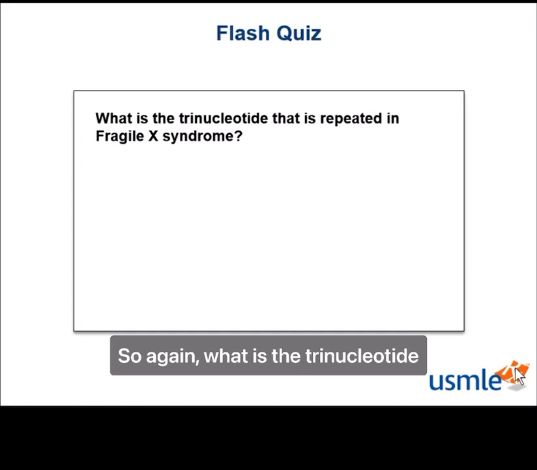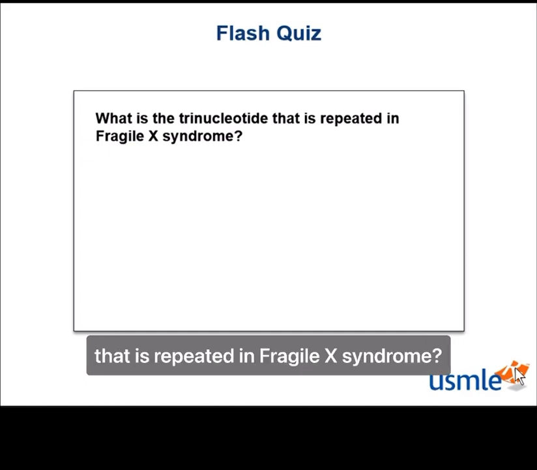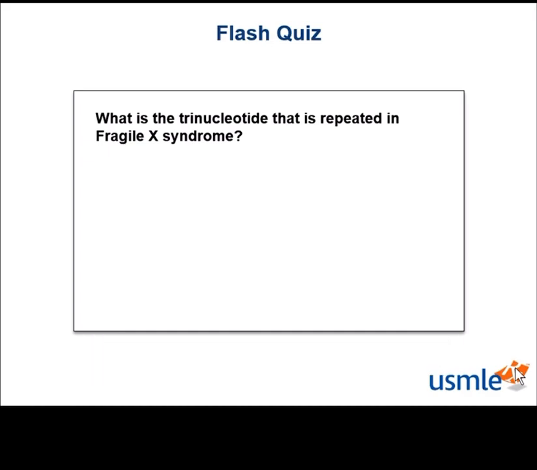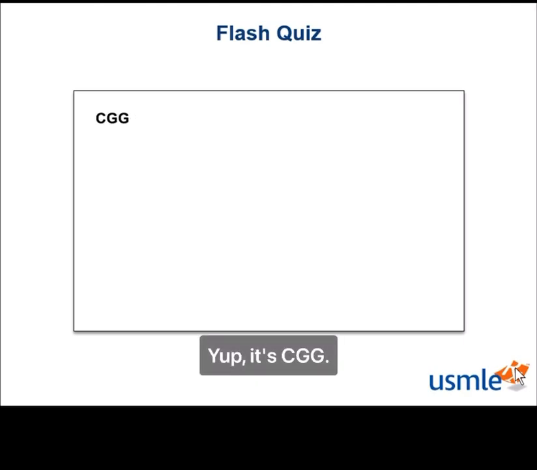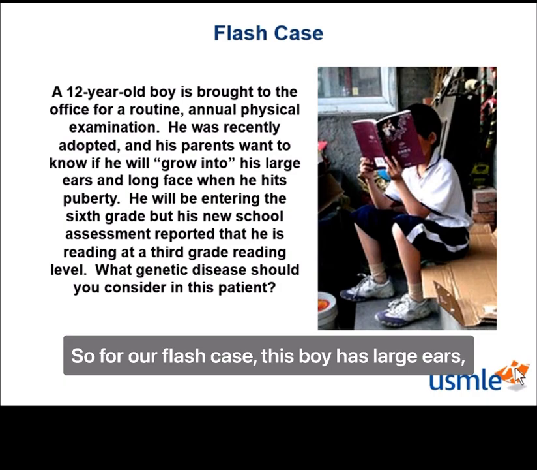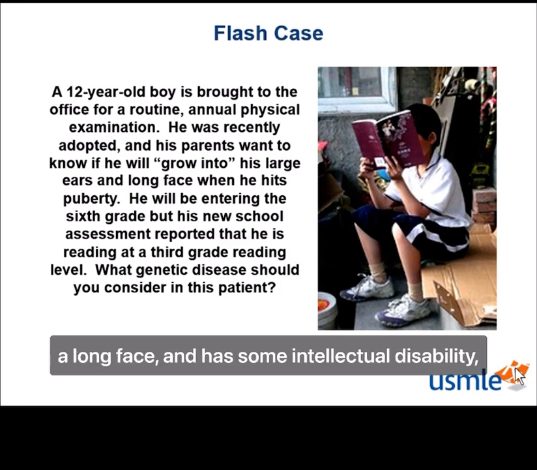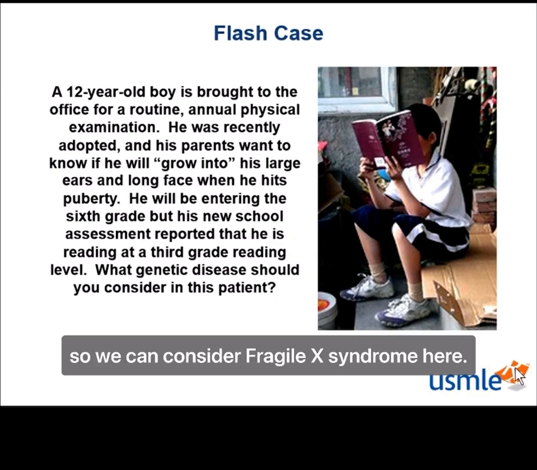So again, what is the trinucleotide that is repeated in Fragile X syndrome? Yep, it's CGG. So, for our flash case, this boy has large ears, a long face, and has some intellectual disability. So we can consider Fragile X syndrome here.